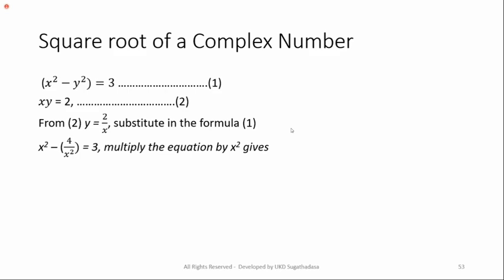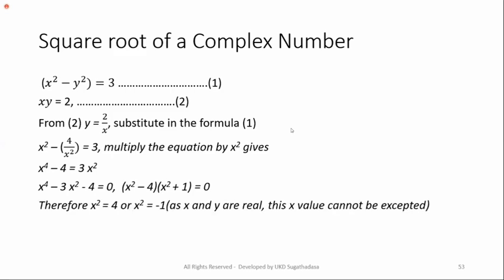So you get x squared minus y squared, what is y? y equals 2 by x, so 4 by x squared. Multiply both sides by x squared, and you get the equation x to the 4 minus 3x squared minus 4 equals 0. Very interesting, the factors are also available: x squared minus 4 and x squared plus 1. Just multiply and see, you get minus 3x squared and minus 4. See, the factors are correct.